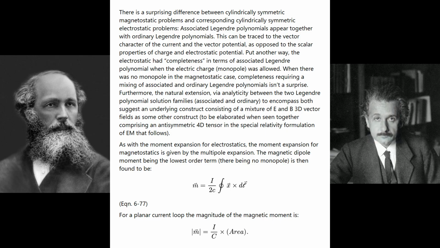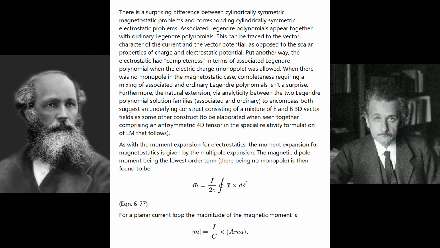As with the moment expansion for electrostatics, the moment expansion for magnetostatics is given by the multipole expansion. The magnetic dipole moment, being the lowest order term, there being no monopole, is then found to be equation 6-77.